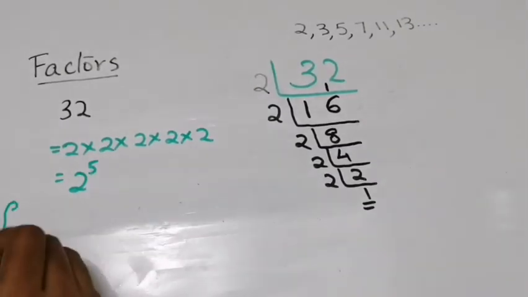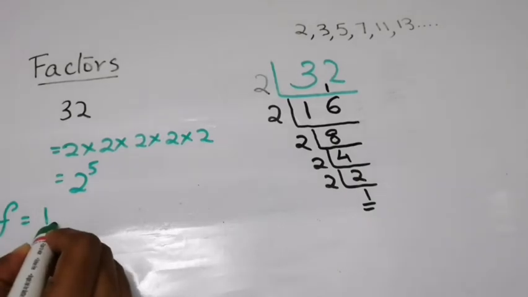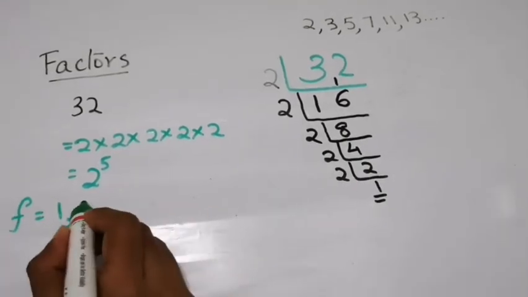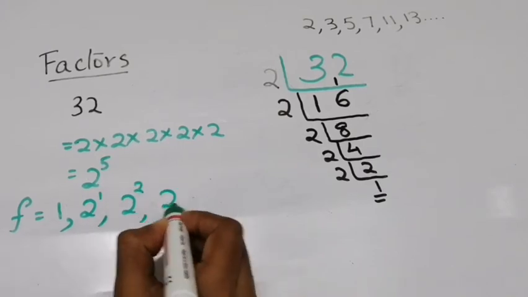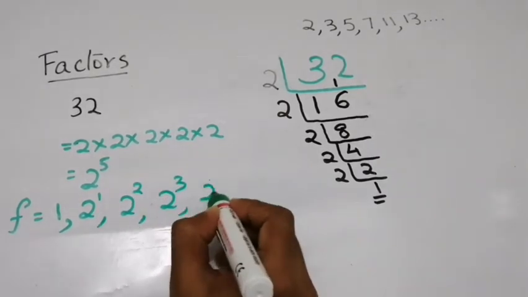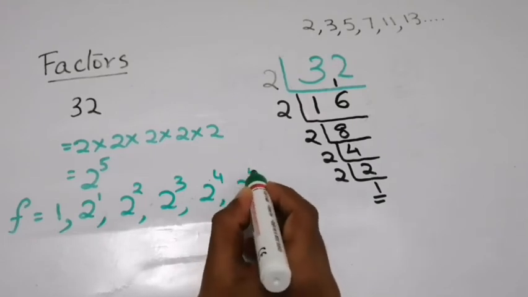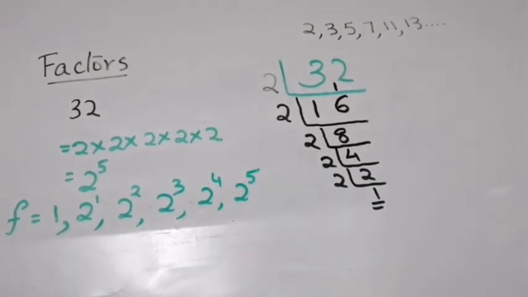So how you will write the factors means, factors are, first of all, 1 must be there for sure. Then 2 to the power 1, 2 to the power 2, 2 to the power 3, 2 to the power 4, up to 2 to the power 5. This is the answer. Okay.